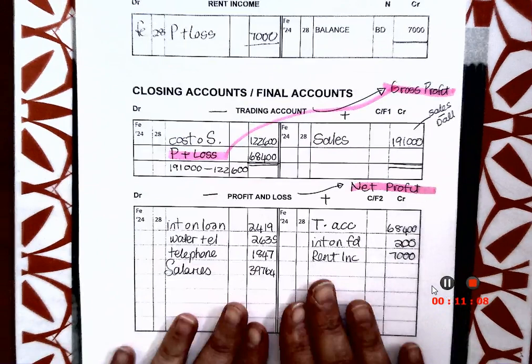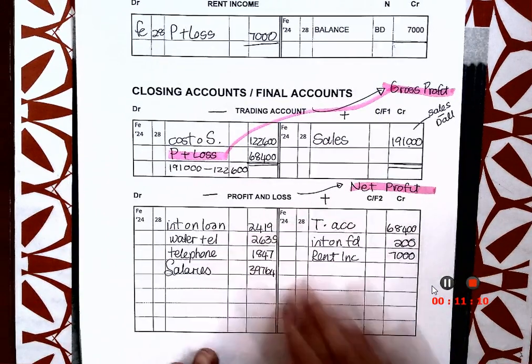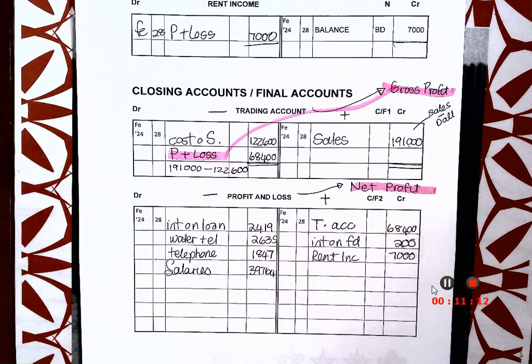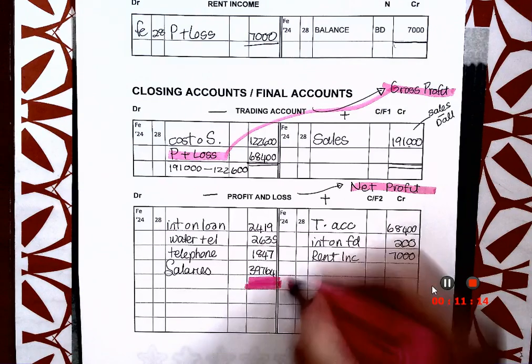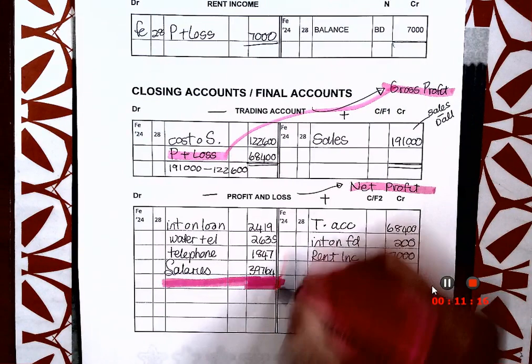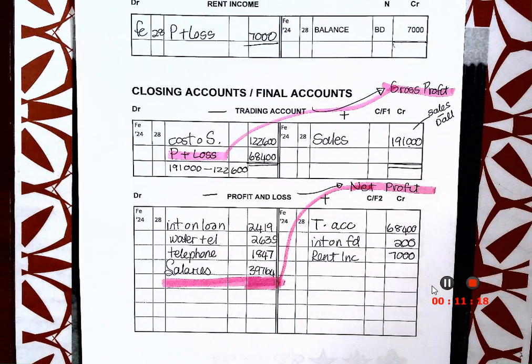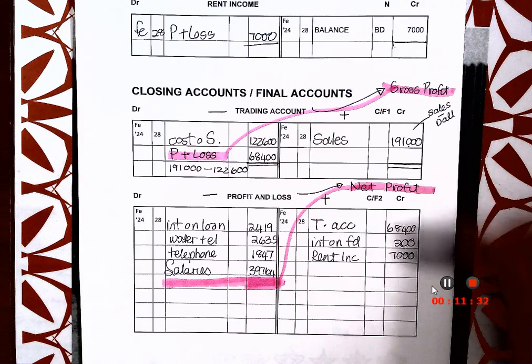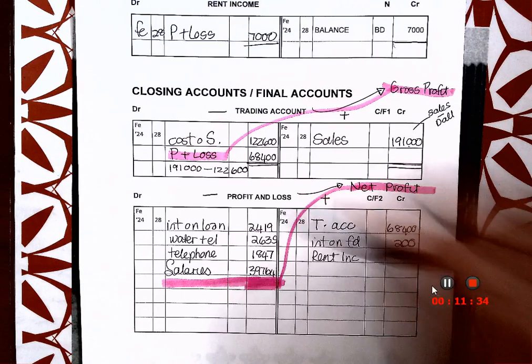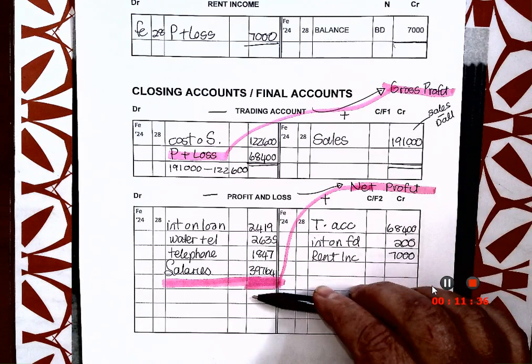Now, I want to close my profit and loss. Why do I want to close my profit and loss? Because I want to see what is my net profit. In other words, your profit after expenses and other income. Now, how will I do that? How will I balance? Like I've done since grade 8. I plus the plus side, I minus the minus side.